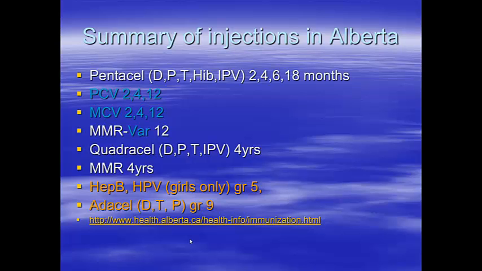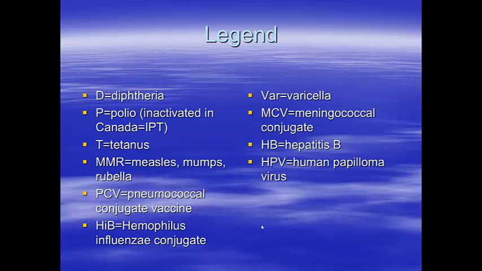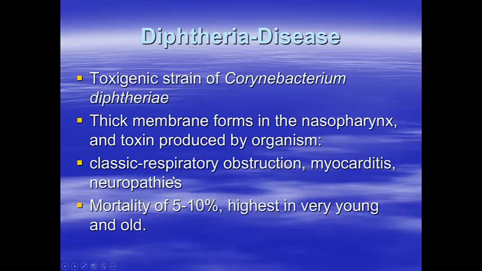So this you can find on the Alberta Health Services website, and it gives you the information for the routine vaccine schedule for children. This is information that you should know. So here's just the legend. I've explained what all those letters mean, but if you want to go back to cross-reference, here is the list.